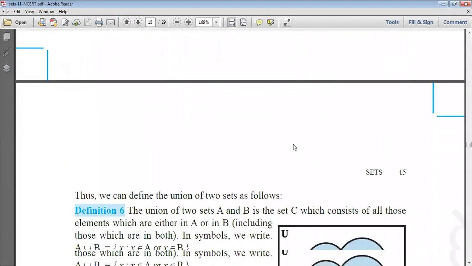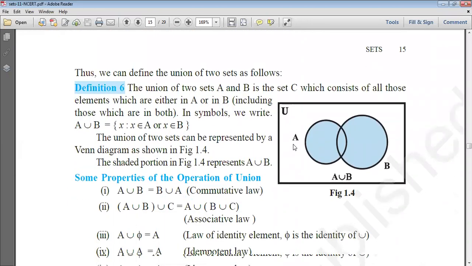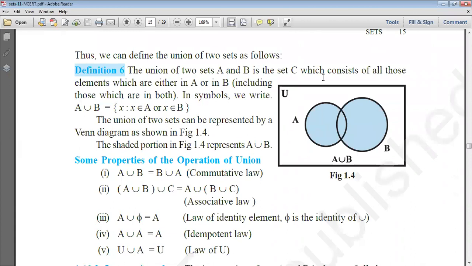Now, diagrammatically, if we observe, you see here in the figure, U is the universal set, and A is one circle, and B is another circle. The A circle means the set A, and the B circle means the set B. Elements are not given here. It is generally a diagrammatical representation. So the A circle means all the elements of A, and the B circle means all the elements of B are here.